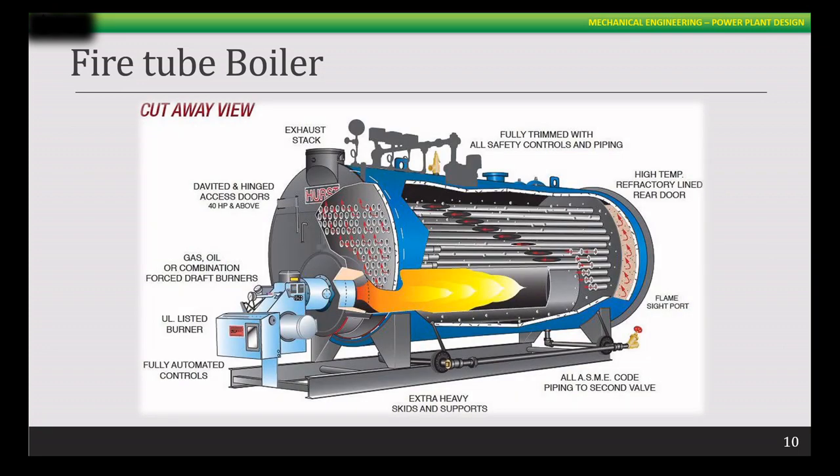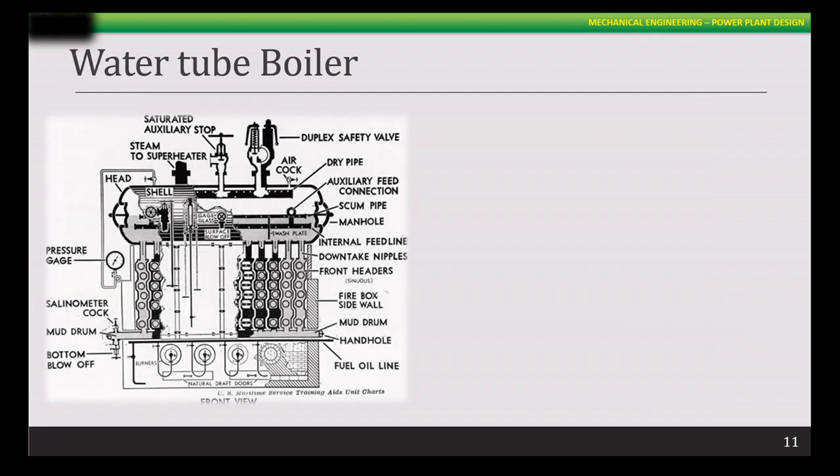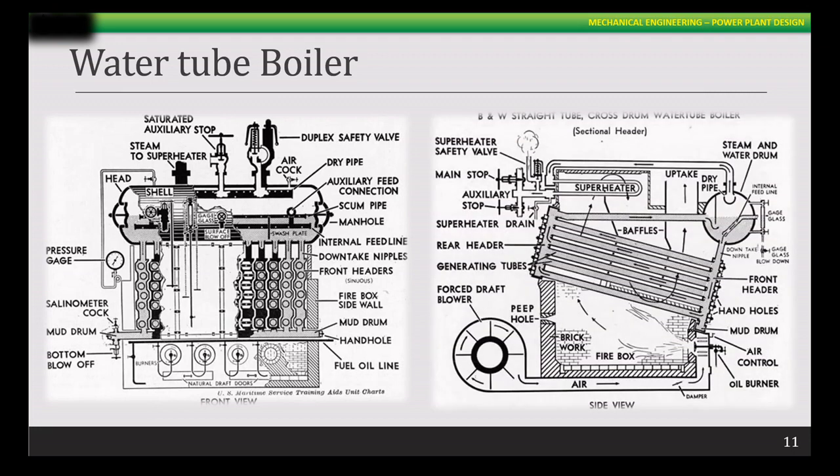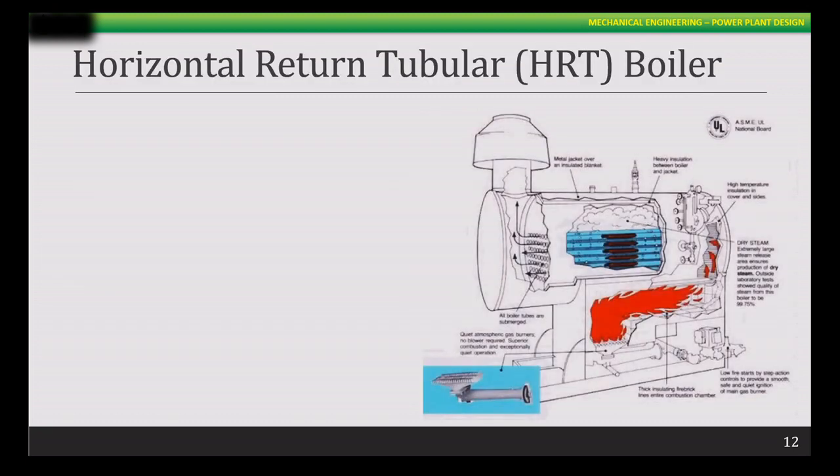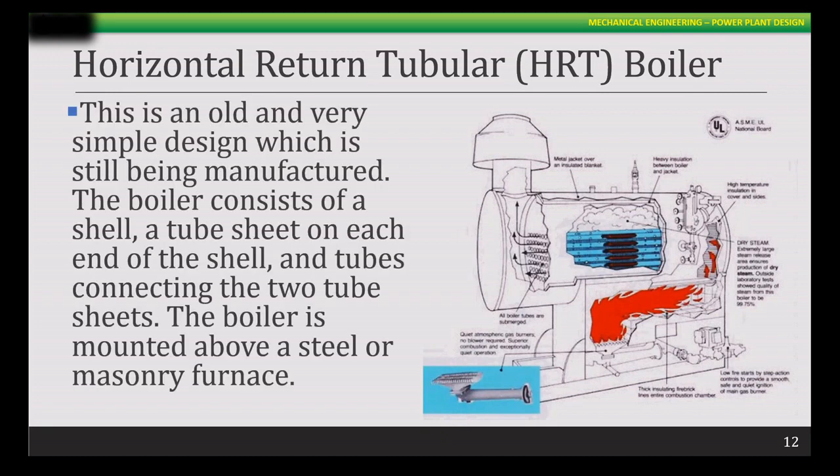Okay, so that was the view of the fire tube boiler. It was discussed very well by the reporter, so we will not dwell too much on this. The water tube was also discussed well by the group, so we will not dwell. So there is one called the horizontal return tubular boiler. This is very common. This is an old one but a very simple design that is still being manufactured until now. So the boiler consists of a shell and a tube sheet on each end.